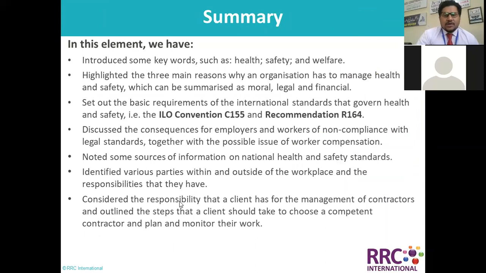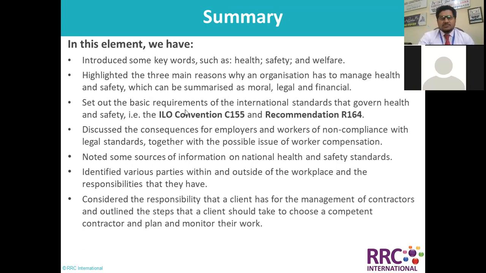So this is all about it. Let's discuss the summary of this element, why health and safety systems have to be managed. We discussed some of the keywords like health, safety, and welfare. We highlighted the main reasons, moral, legal, and financial, why the organization has to manage health and safety.